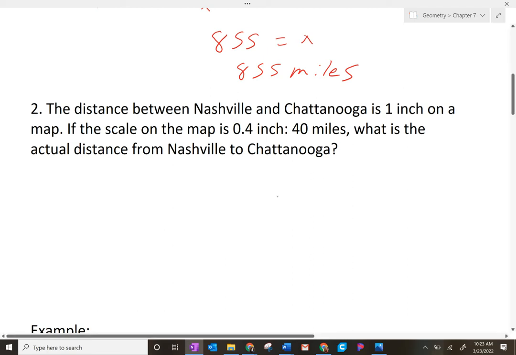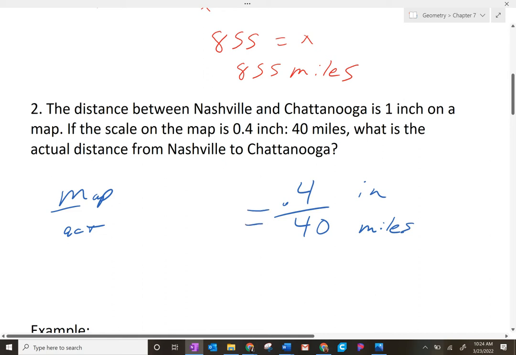Okay, so you're going to do the 0.4. I have the map over the actual, so I had 0.4 over 40. I'm just going to put the inches, and I'm going to put miles here just so I have the labels. Do 1 over x. Perfect. And it said the distance between them was 1 inch, so that'll be on the top because it has the label of inches. And I don't know how far the actual distance is.